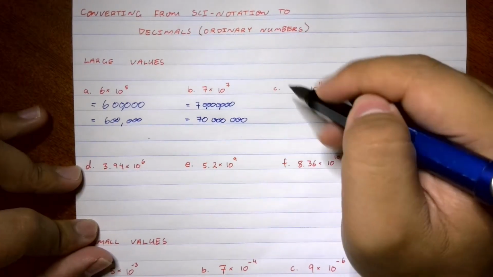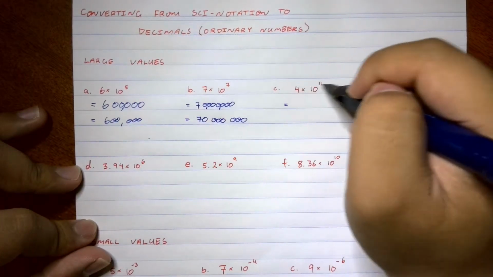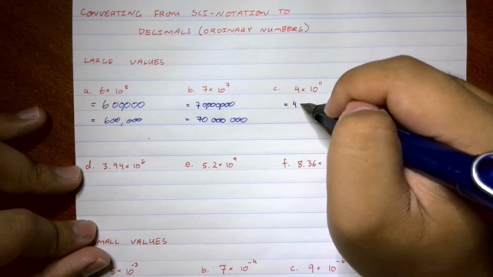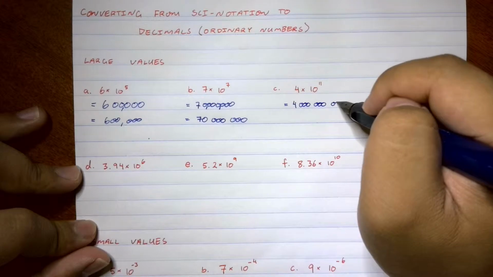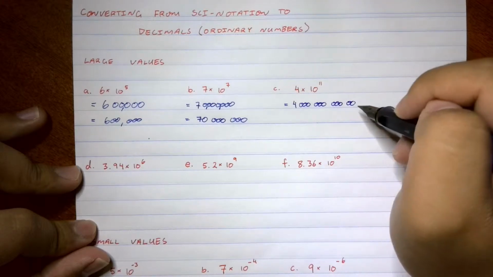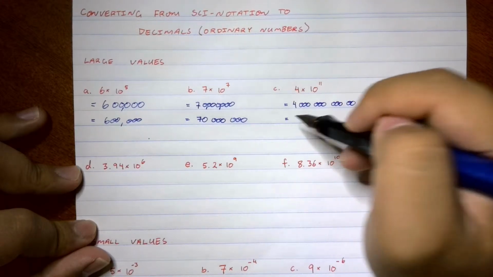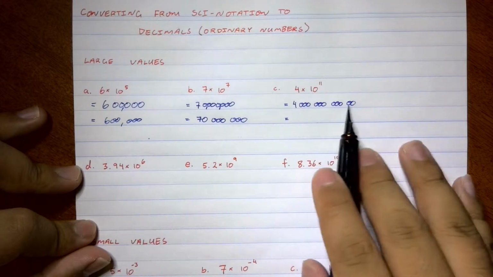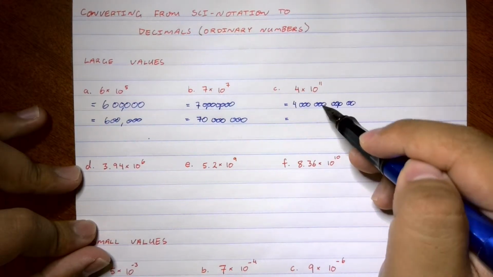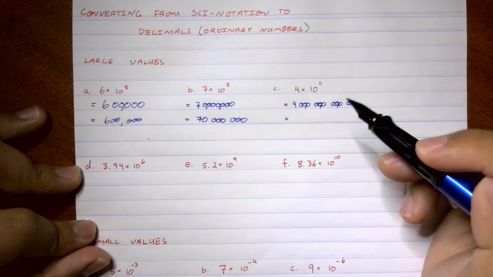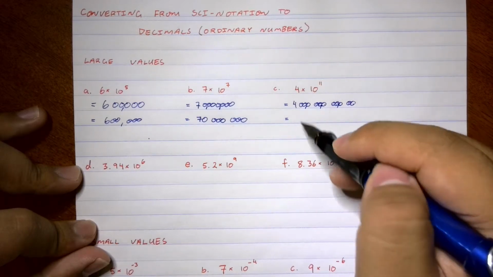Similarly, this one here will have a 4 with 11 zeros. It's going to be 4, then 1, 2, 3, 4, 5, 6, 7, 8, 9, 10, 11. That's not properly done. So we group every 3 zeros from the right. So 1, 2, 3. 1, 2, 3. 1, 2, 3. That's how we properly will write it.